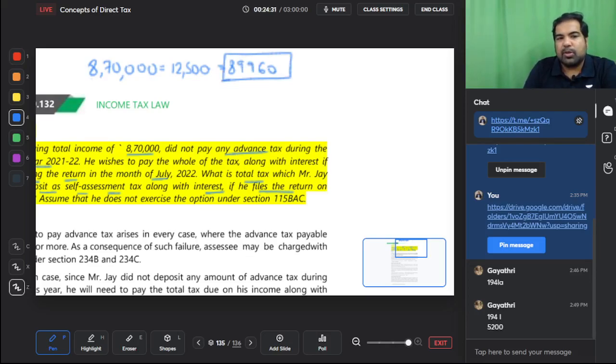There is no surcharge because it is only 8 lakh 70, and there is cess. He will not be subject to a rebate because his total income is not up to 5 lakh. Remember that. Now, guys, his tax liability is more than 10,000, so he should have paid advance tax, but he has not paid advance tax. So the first section you will see is 234C. There will be 4 234Cs. The first one will be 15% of 89,960.